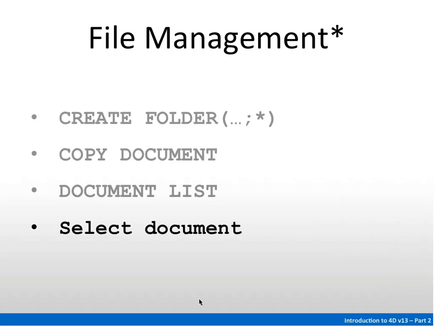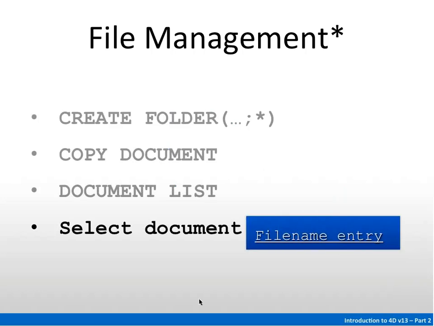Last one on the file management list here is the select document command. There's a new option for that command called file name entry. The idea with this is you show the user the standard file open dialog, but they can enter a file name. After they're done entering the file name, nothing really happens automatically. You're in control. You get the file name back. You can create a file for them. You can open a file for them, whatever you want to do. So it just gives you an extra layer of control over what's going on with the select document command.